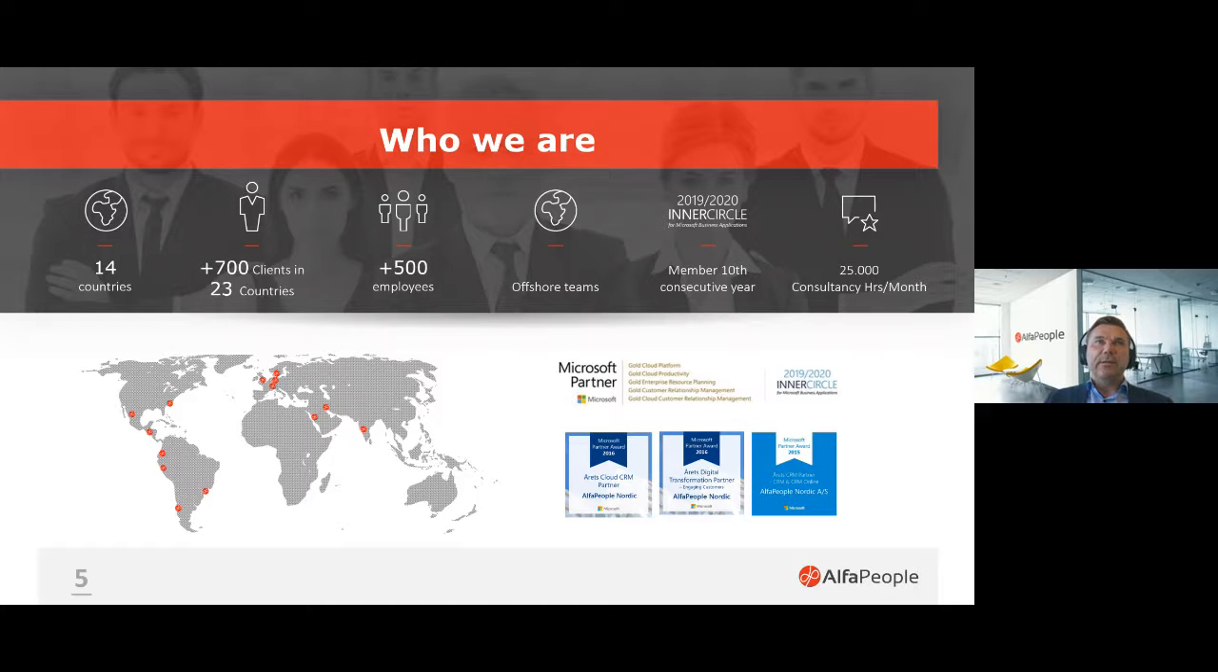Alpha People is a global company. We're in about 14 countries. We have more than 700 clients that we serve in 23 countries. We're about 550 people, and that doesn't include our offshore team. We have an offshore team in India with about 25 people that can support us and you as a customer. We have been a long time member of the Microsoft Inner Circle, 10 consecutive years. So this just means that we're committed to Microsoft and we're committed to Dynamics.